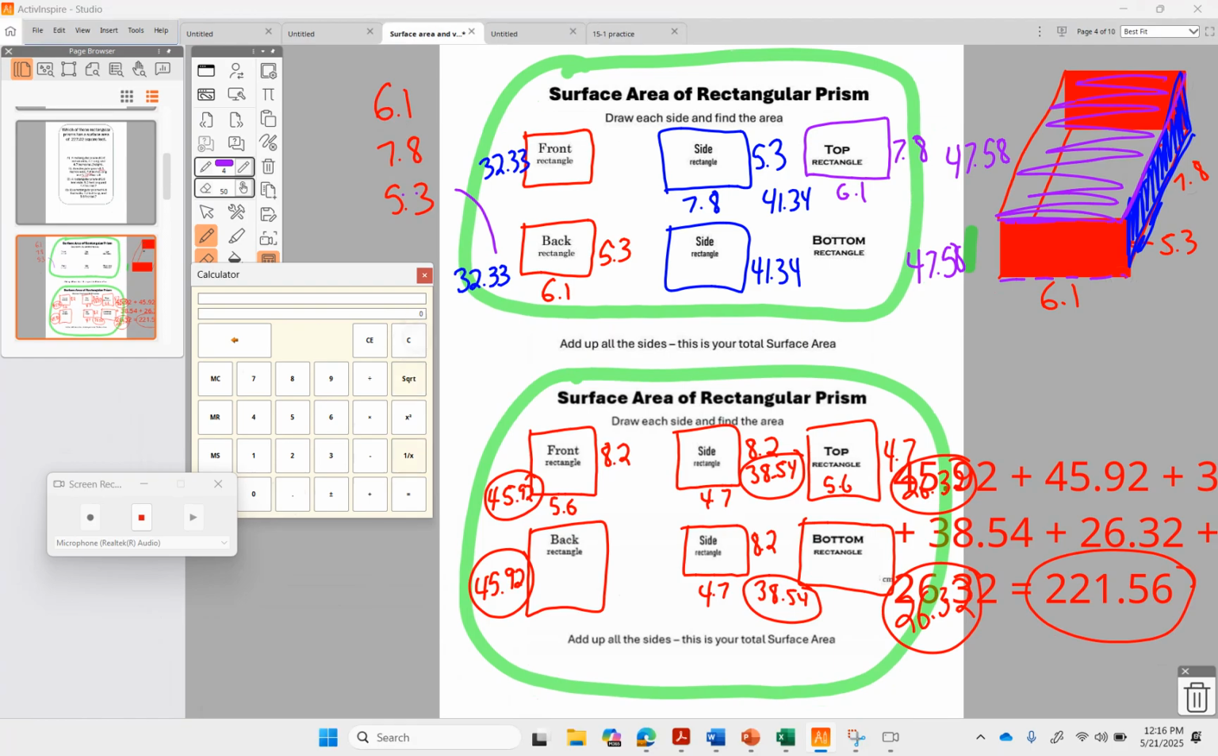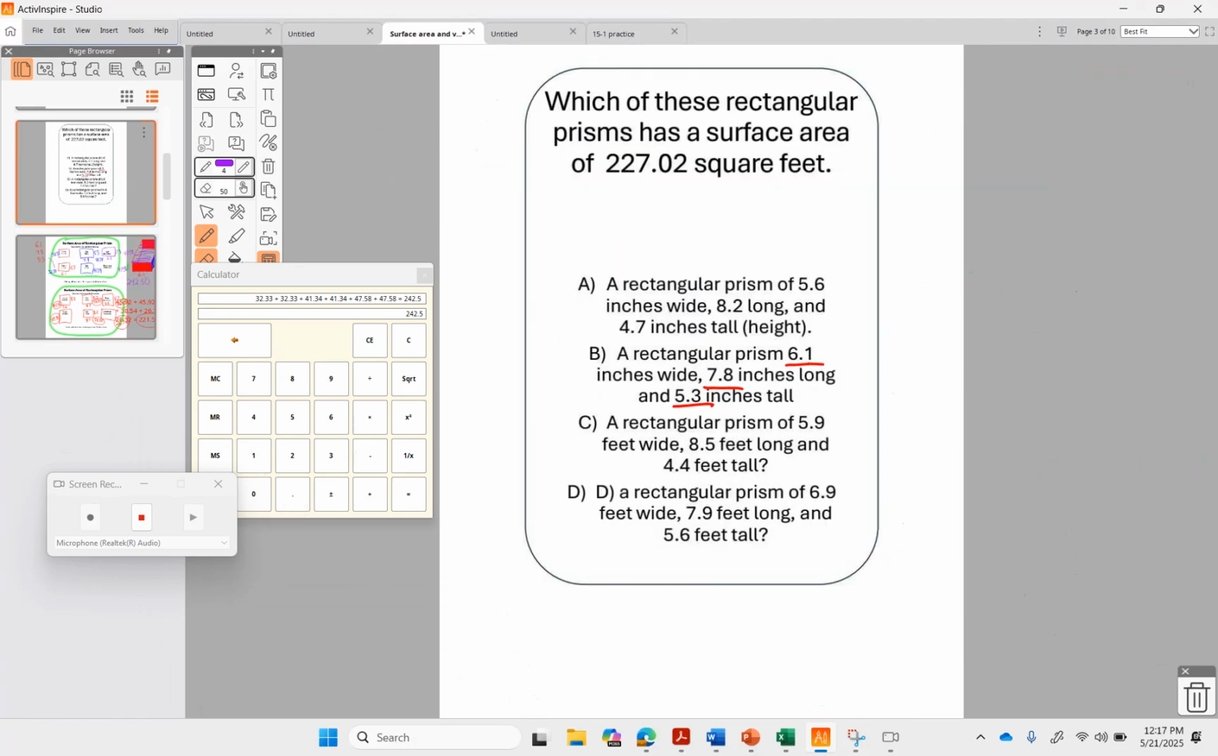So 32.33 plus 32.33. Now I'm adding up all the sides. Plus 41.34. These are my blue sides. And now I'm adding 47.58. And I get 242.50. That's not the one I wanted. We're going to keep going.